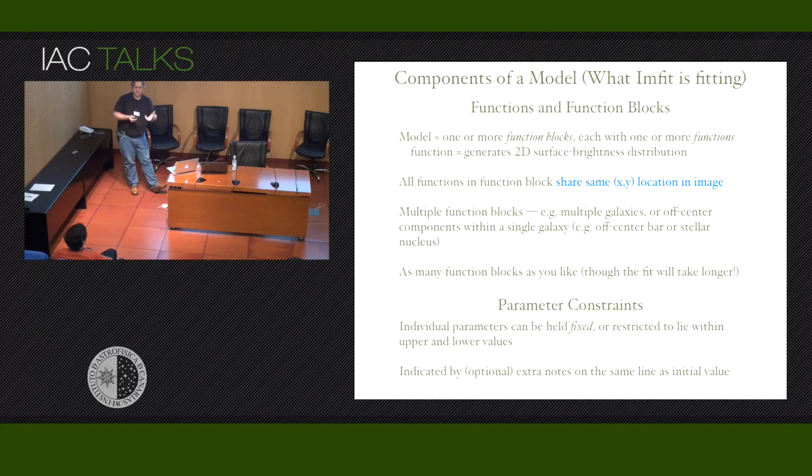You can have multiple functions in a function block, but you can also have multiple function blocks. So, for instance, you could have a function block for each galaxy in the image if you had overlapping galaxies. Or you could have a separate function block for an off-center component, maybe an off-center ring, an off-center bar. So the individual parameters for each function can be restricted to lie within upper and lower bounds. They can be held fixed. Or they can be unbounded.